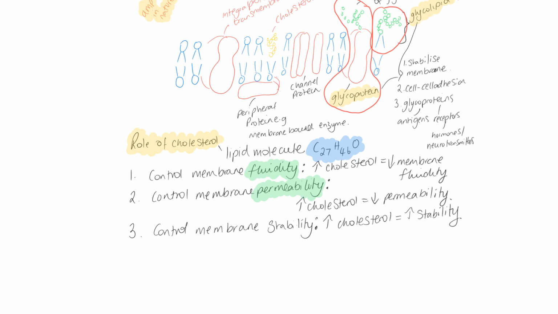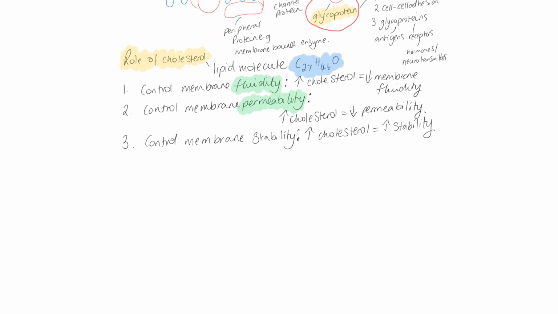Let's look at the phospholipid. We know already that the phospholipids act as a barrier to most substances and therefore help to control what enters and exits the cell. The phospholipids also make the membranes flexible and self-sealing. This is because of their amphipathic nature, the fact that they have hydrophilic heads and hydrophobic tails.